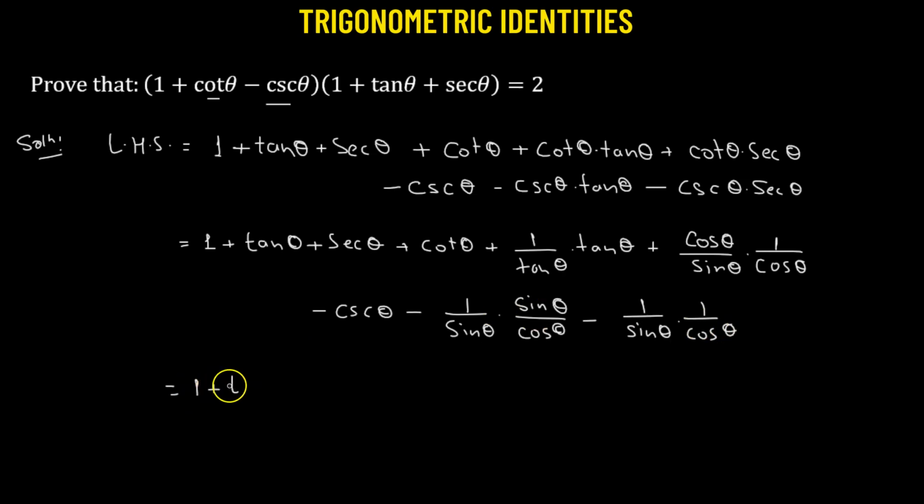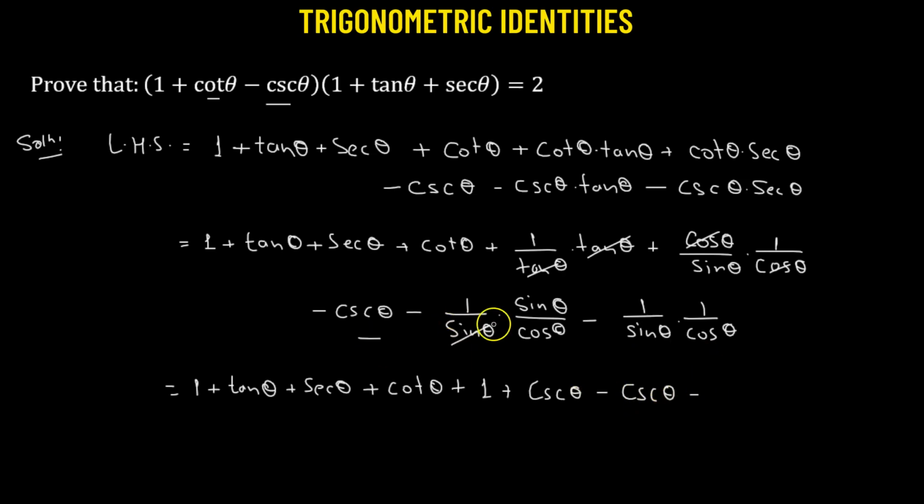So we're going to get 1 + tan θ + sec θ + cot θ plus 1 over tan θ times tan θ, so that gives us 1, plus we have cos θ and cos θ cancelling out, which leaves us with 1 over sin θ, and 1 over sin θ is simply csc θ, minus this term, which is negative csc θ, minus, we have sin θ and sin θ cancelling out, so we have negative 1 over cos θ, which is negative sec θ, minus 1 over sin θ times cos θ.